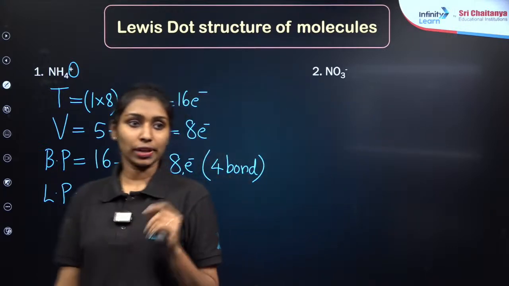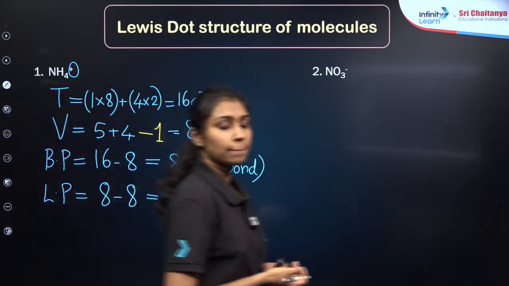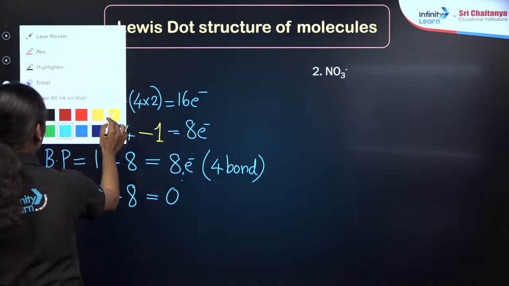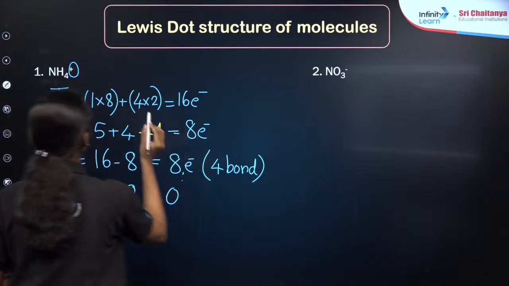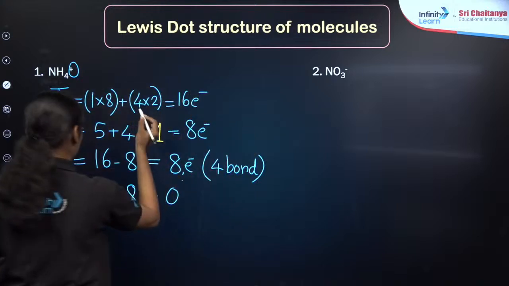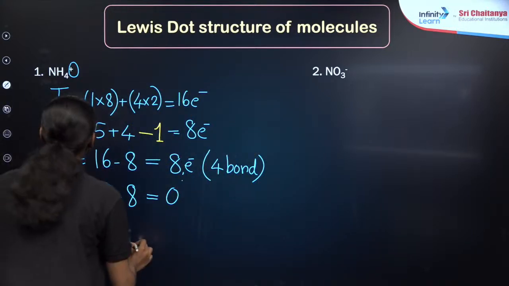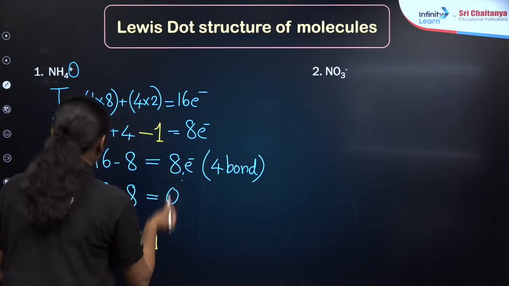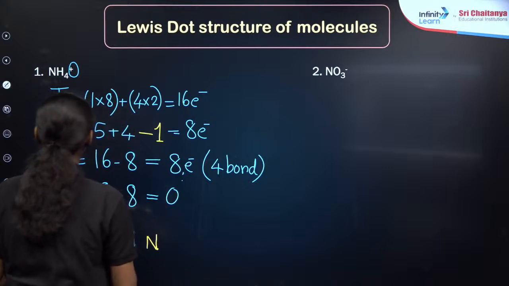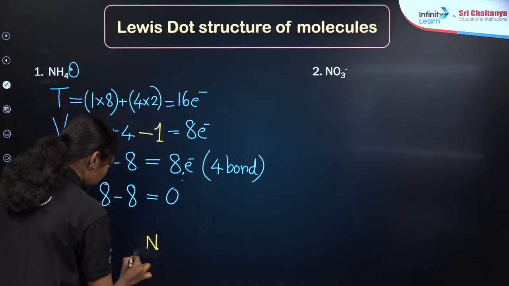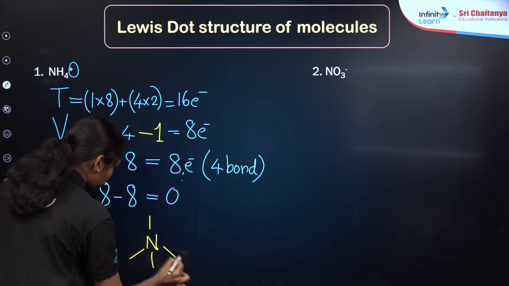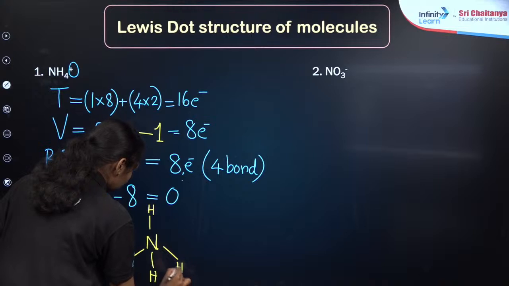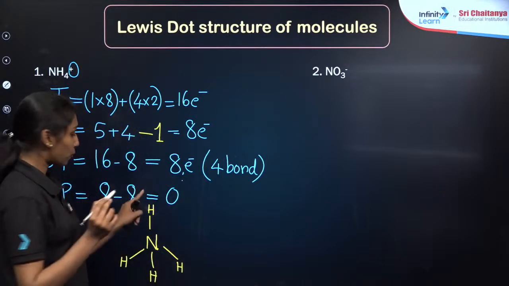Now we are going to draw the structure of NH4 plus. If I take the structure here, this will be the central atom. Nitrogen is the central atom having the least electronegativity. Nitrogen is taken here, then 4 hydrogen atoms, right? So I am taking 1, 2, 3, 4, forming 4 bonds. This will be the structure, and there is no lone pair of electrons for this particular structure.